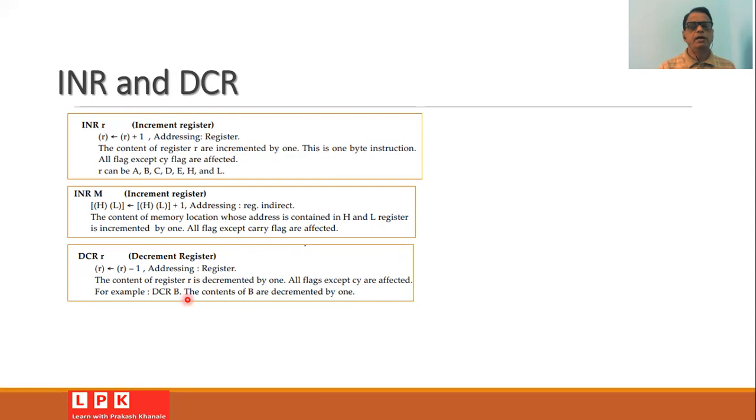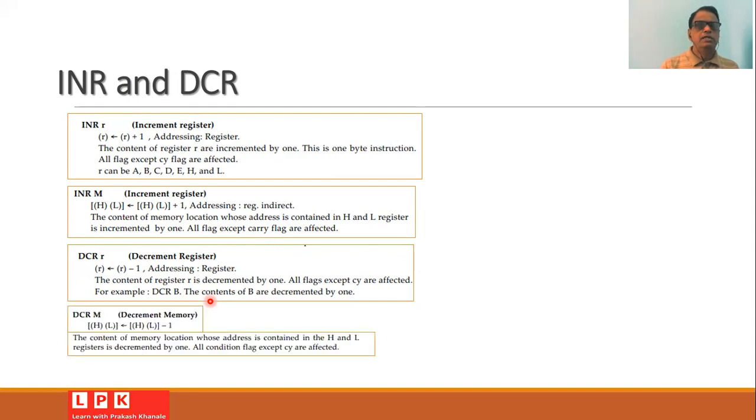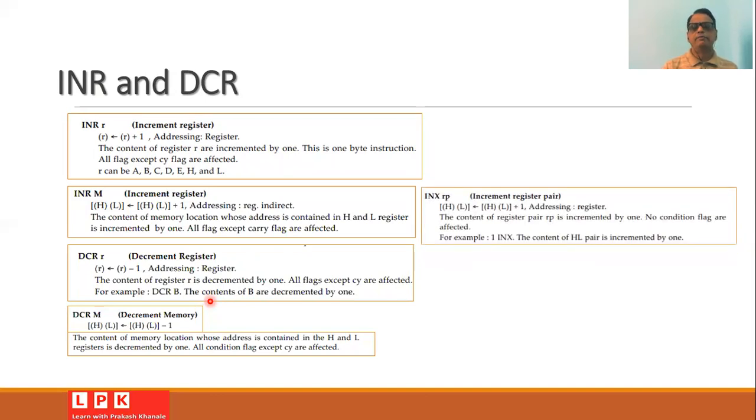So for example, when we write DCR B, then the content of the register B is being decremented by 1. When we write DCR M, then the content of the memory location whose address is contained in the HL pair is being decremented by 1. And here also the carry flag is not affected. Now it is also possible to increment the content of the register pair by using the instruction INX RP. Say for example, when we write INX H, then the content of the HL pair will be incremented by 1, and no condition flags are affected.